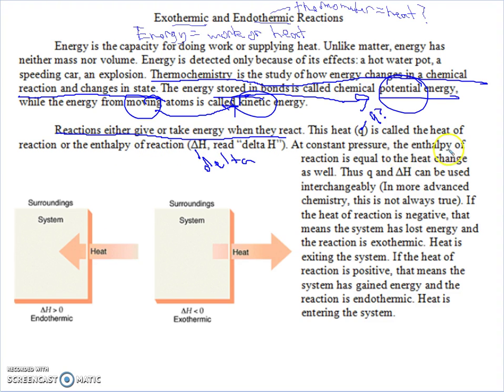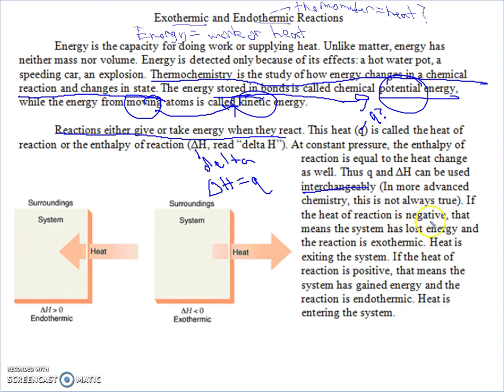Delta H is the enthalpy of reaction. At constant pressure, the enthalpy of reaction is equal to the heat change as well. So delta H equals Q. Thus Q and delta H can be used interchangeably, so either one. In more advanced chemistry, this is not always true.